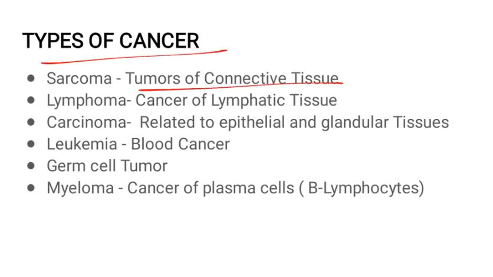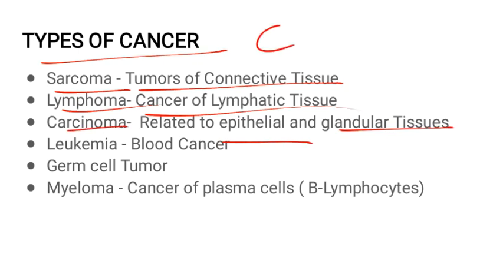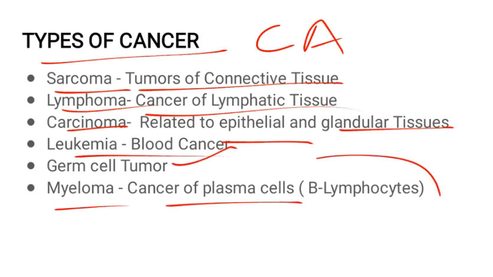The tumors of connective tissue are known as sarcoma. Cancer of lymphatic tissue is known as lymphoma. Any cancer related to the epithelial and glandular tissue is known as carcinoma and abbreviated as CA. Right? Blood cancer is known as leukemia. There is also germ cell tumor, and myeloma involves a cancer of plasma cells, particularly the B lymphocytes.